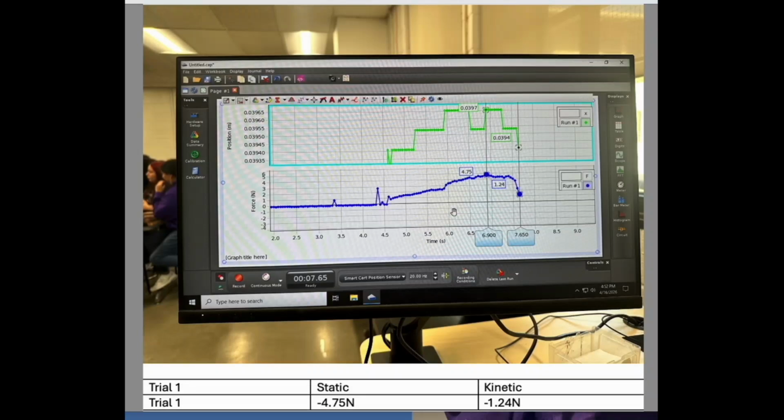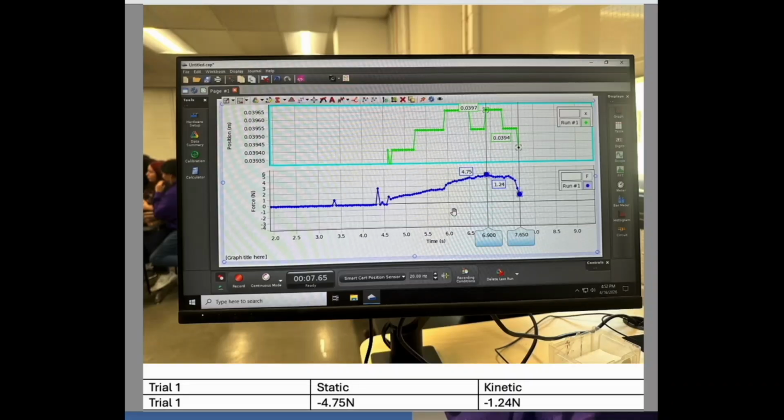To determine the coefficient of friction, we use the standard formula, which is the magnitude of the frictional force divided by the normal force. So we took the absolute value of 4.75 newtons and divided it by 7.85 newtons. When we do this calculation, we get a coefficient of friction of approximately 0.61.